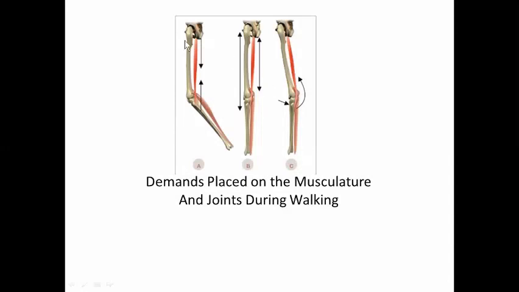This picture shows three types of contraction, which are concentric, eccentric, and isometric. The concentric contraction occurs during the swing phase, and the eccentric contraction occurs during the stance phase, whereas the isometric contraction occurs throughout the gait cycle in order to stabilize the proximal and distal joints.